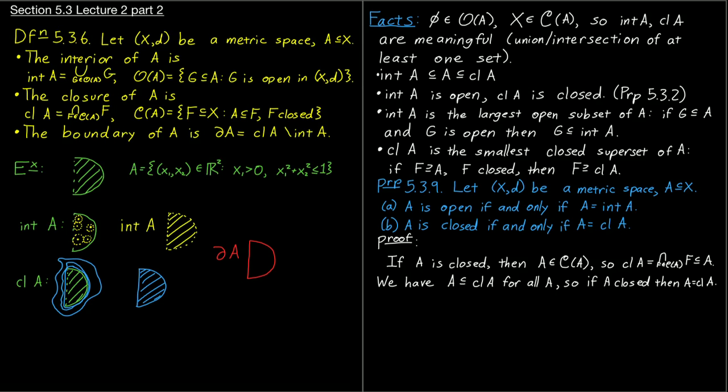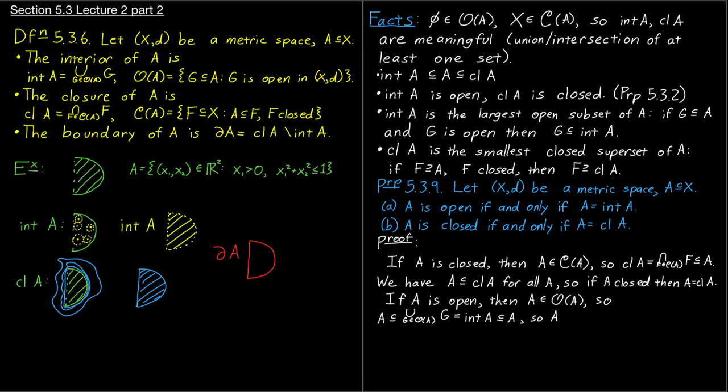And if A is open, then, well, A is a subset of itself. So it's one of the open subsets of A. So A is a subset of the union of the open subsets of A. It's one of the things you unioned up, which is the interior of A. But that is a subset of A for all A.